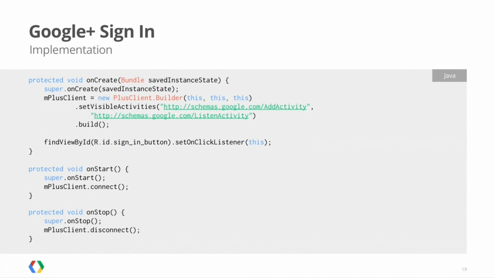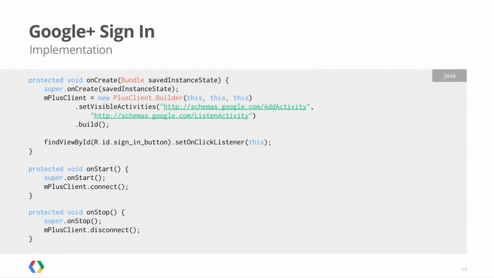So let's tie that Plus client to our activity lifecycle. In onCreate, we'll initialize it, and then in onStart, we'll connect, and in onStop, we'll disconnect. We'll use the Plus client builder to initialize it. So this is where you configure how you're going to use Google APIs with the Plus client.